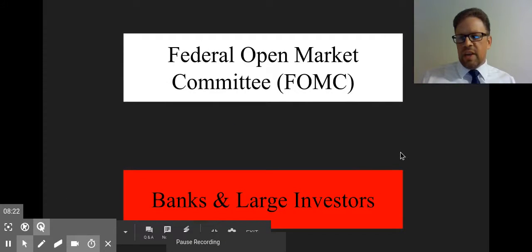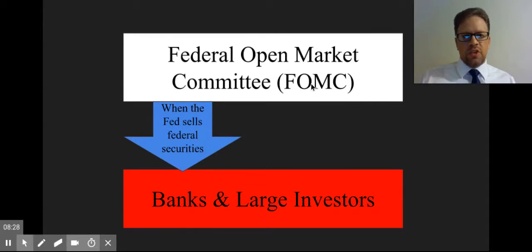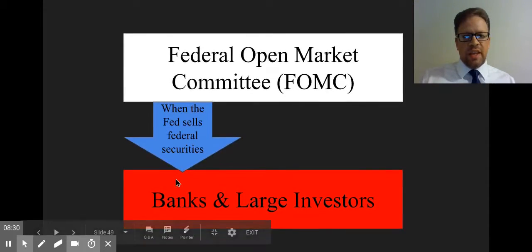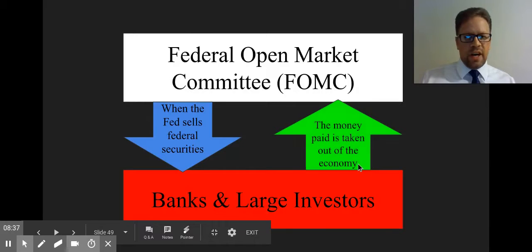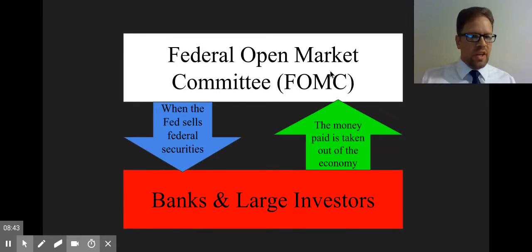Now, the Fed can also restrain the money supply by instead selling government securities. If the government is the one selling the securities and not purchasing them, this physically takes reserves out of the economy. So if a bank or a large investor is buying from the Fed, once the FOMC gets that money, it is basically destroyed. It's no longer in the economy. It's not out there anymore.